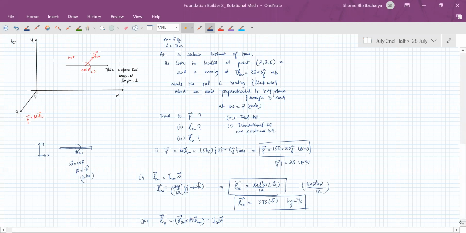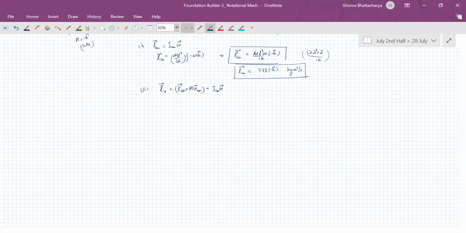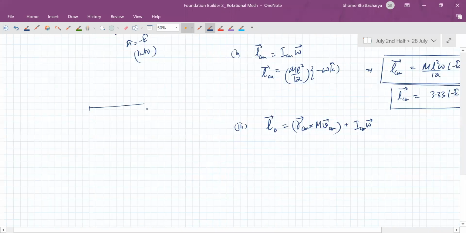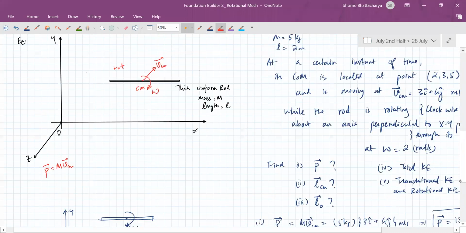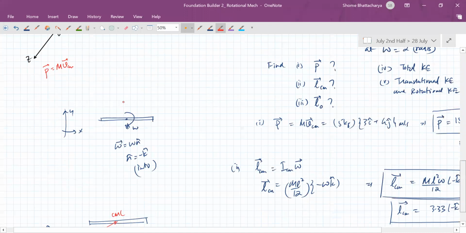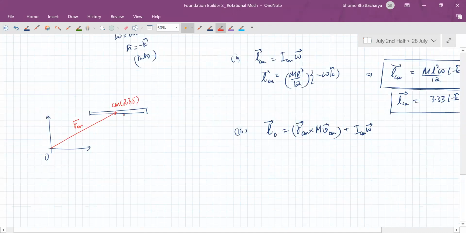Okay, so still nobody has sent me the proper answer for the vector value of this angular momentum. So let me work it out. You can see the position of the center of mass with respect to our origin was given to us. The center of mass coordinates are given above: 2, 3, 5. And its velocity was also given to us separately.